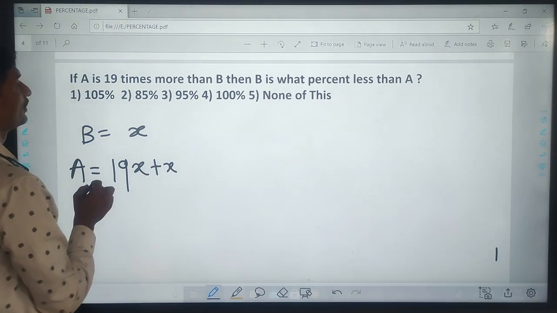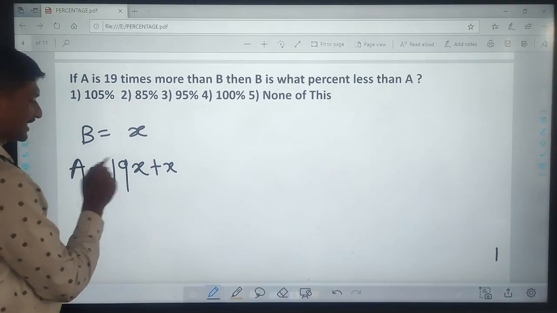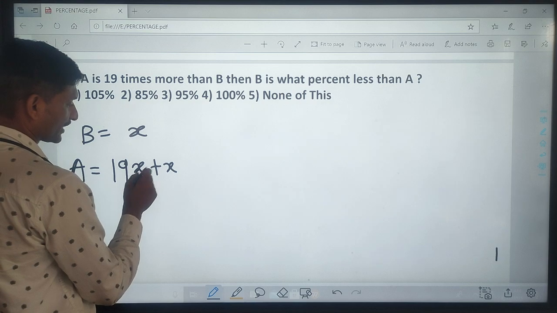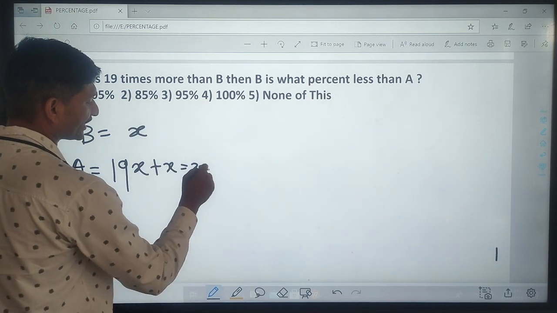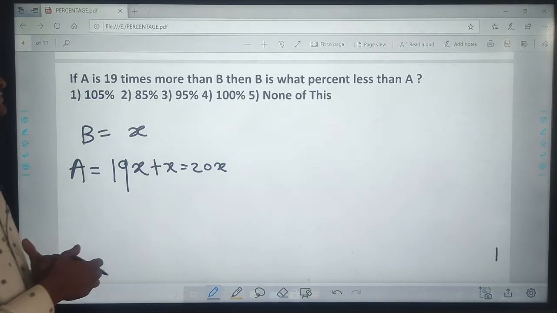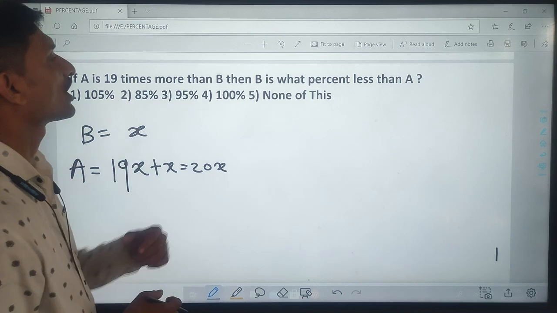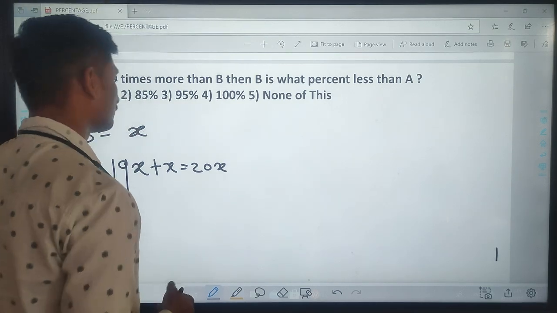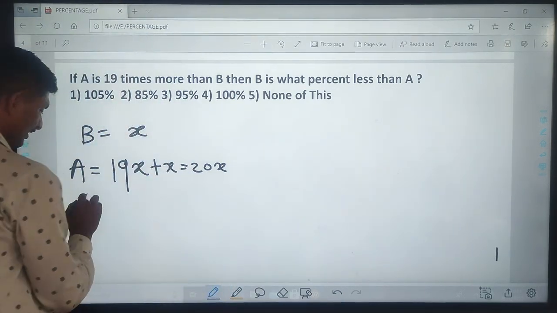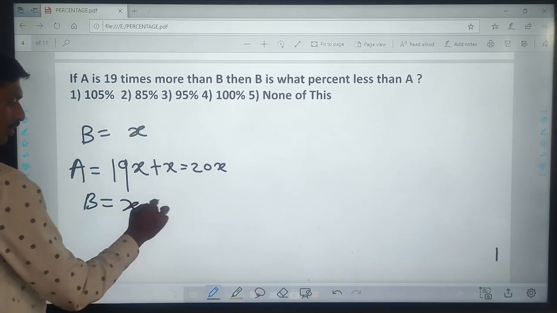Now A is 19 times more than B. B is x. A is 19x plus x, that is 20x. Now here B is what percent of A? Here B is x or 1.